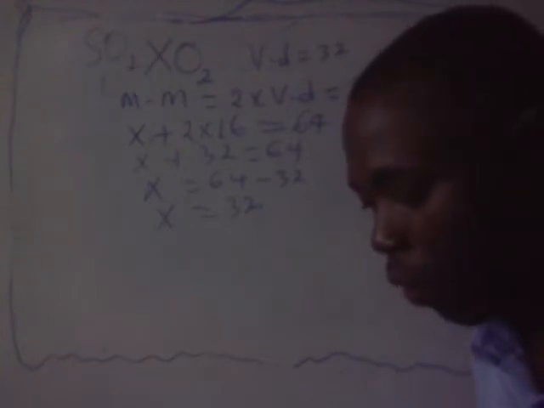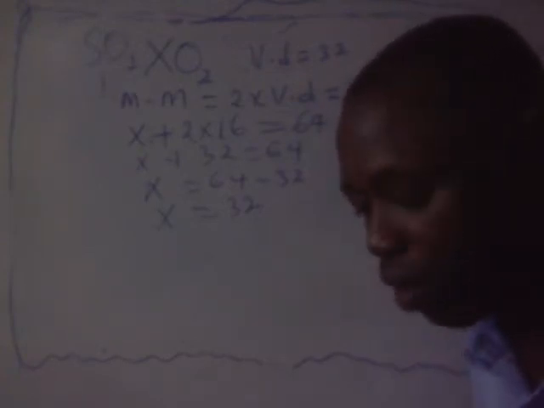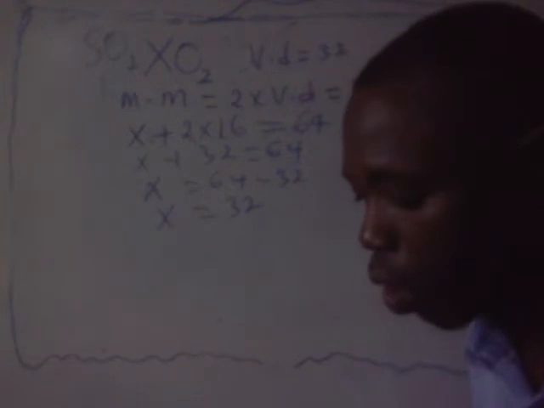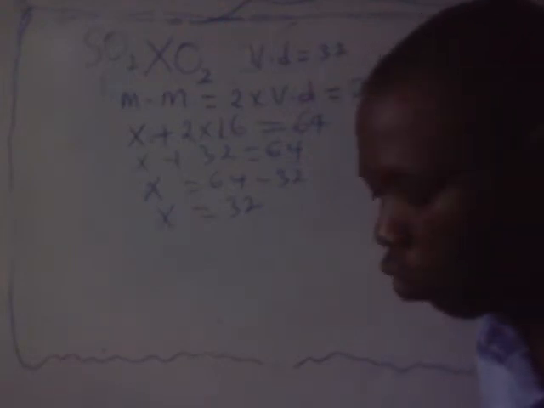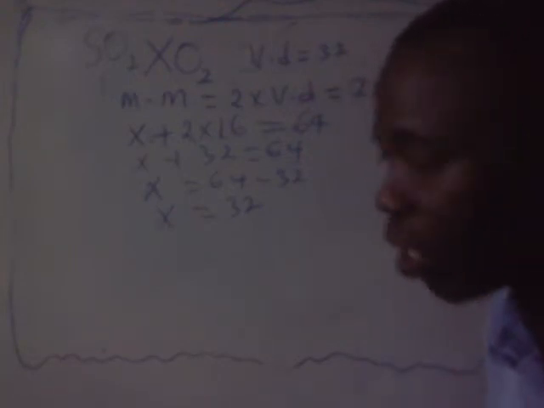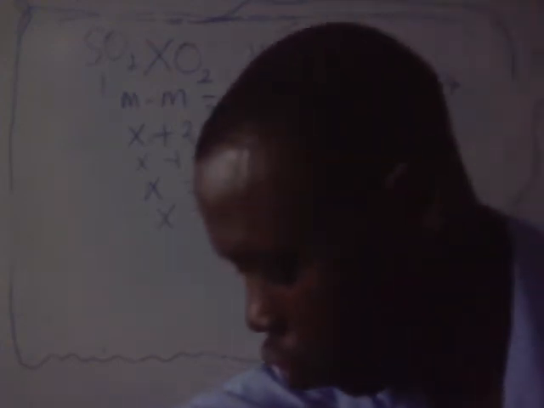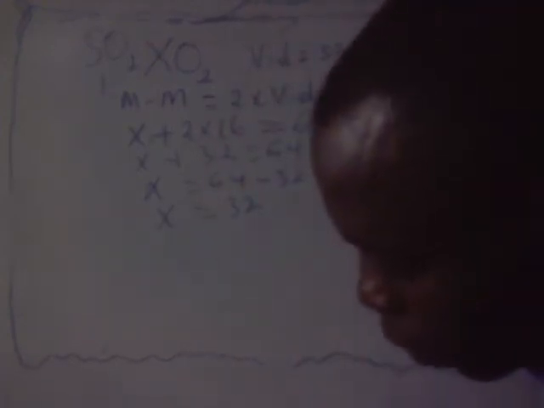That's for number 15. An oxide XO2 has a vapor density of 32. What is the atomic mass of X? Option A, 12. Option B, 16. Option C, 20. Option D, 32. Option E, 64. So the correct option is what? Option D, 32. Number 15, option D.